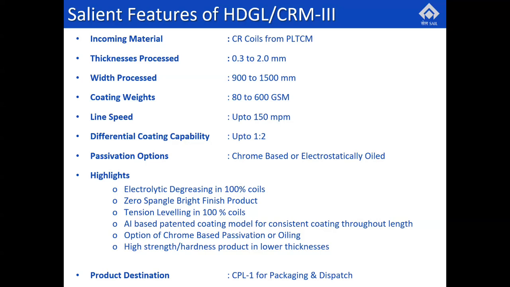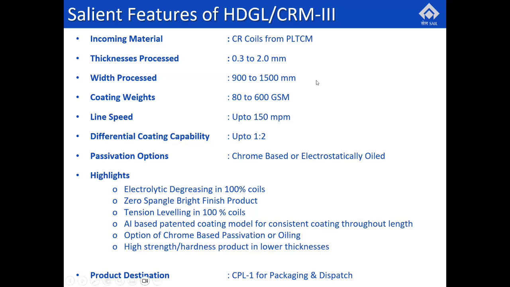So what is spangle and all, I will be briefly touching upon, and I have reading materials to share. We do tension leveling in 100% of the coils. Again, tension leveler is equivalent of what the TLIL line does in the CR route. Again, as a standard in 100% of the coil, we provide up to 2% elongation through the tension leveling post galvanizing. We use a patented coating prediction model for consistent coating weight throughout the length and also optimizing the zinc consumption part. Chrome-based passivation and oiling I've already told.